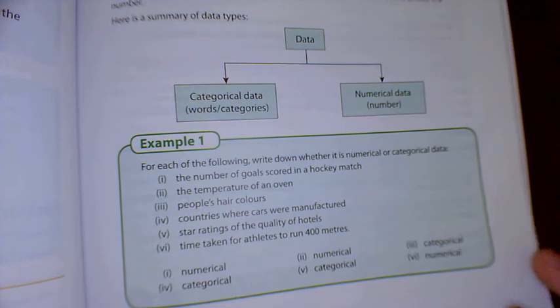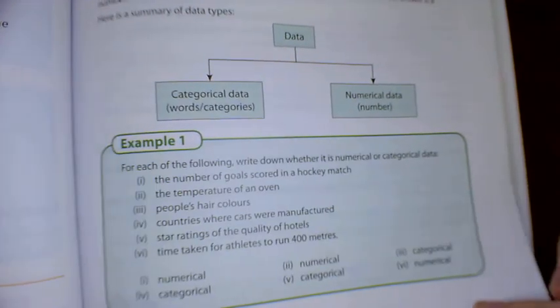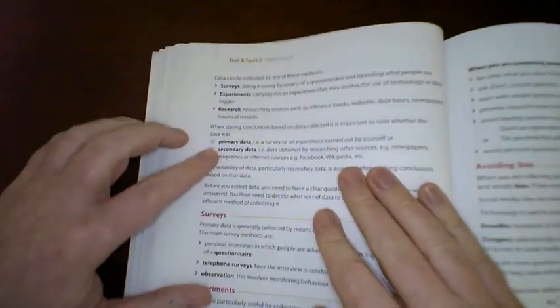So that should be plain sailing. Know the difference. Some of the questions I'm going to give you are going to ask you to divide into categorical and numerical. Collecting data, again, this is basic enough stuff, we should be okay. How to collect data: surveys, experiments, research. Know the difference between these two.